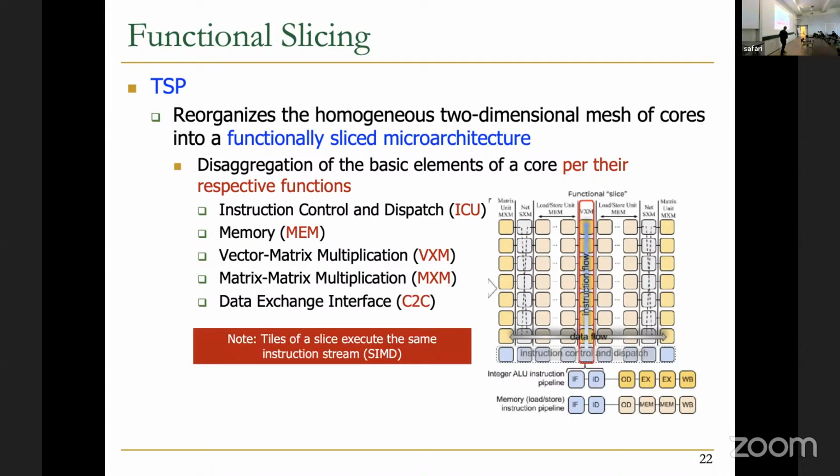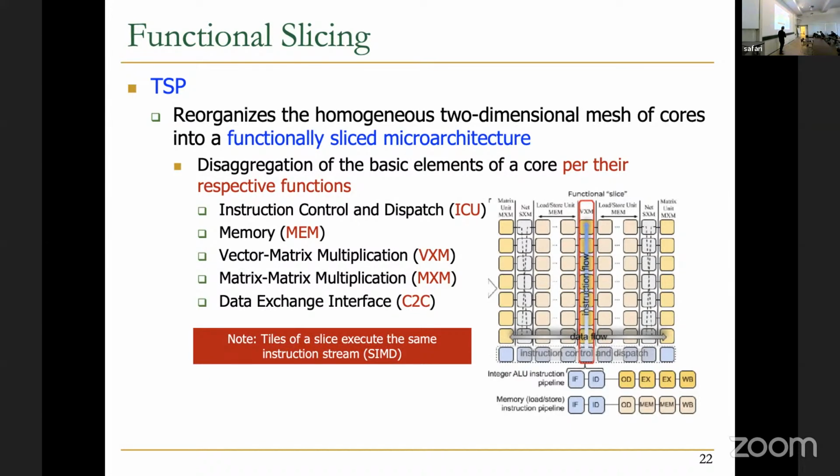Here, the important thing is that the tiles of the slice execute the same instruction stream. So we have single instruction, multiple data. This is why it's important that we have an architecture that is deterministic, because we have these single instructions that operate on a variety of data.